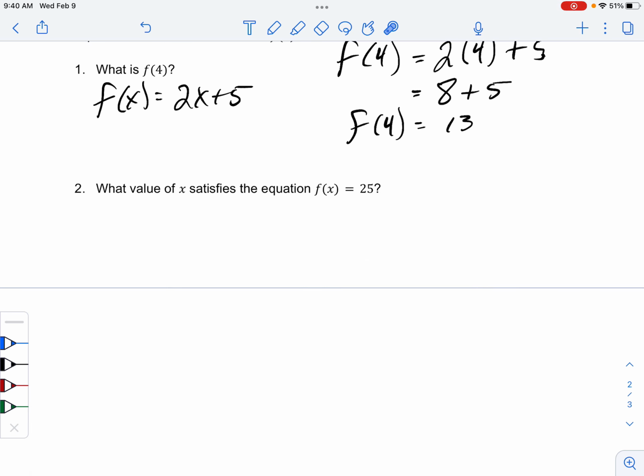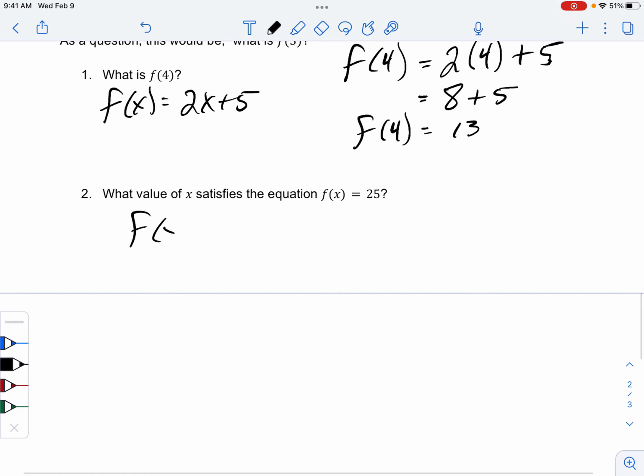Similarly, now in part 2, I'm going to ask what is the value of x. So what is the input if my output is 25? Okay, so f of x is 25. I want to know what is the input. So I'm giving you an output. If we start with this same equation, f of x equals 2x plus 5, and I'm telling you f of x is 25, I just substitute that 25 for f of x and solve.